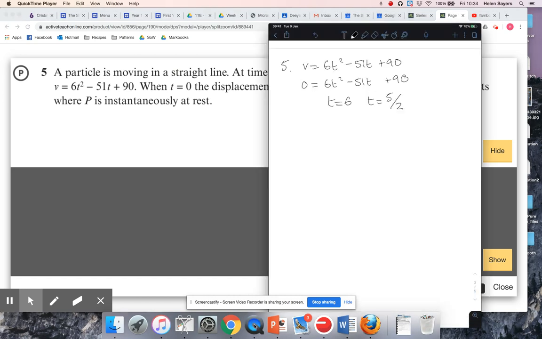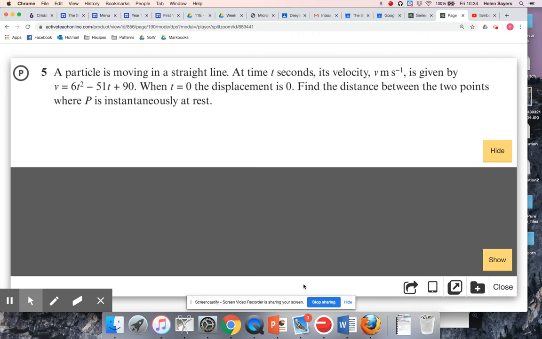So displacement is going to be the integral of velocity. So 6t squared minus 51t plus 90. So that's going to integrate to t cubed. I'm going to divide by 3. That's going to integrate to t squared. I'm going to divide by 2. 90t, and then don't forget plus c.